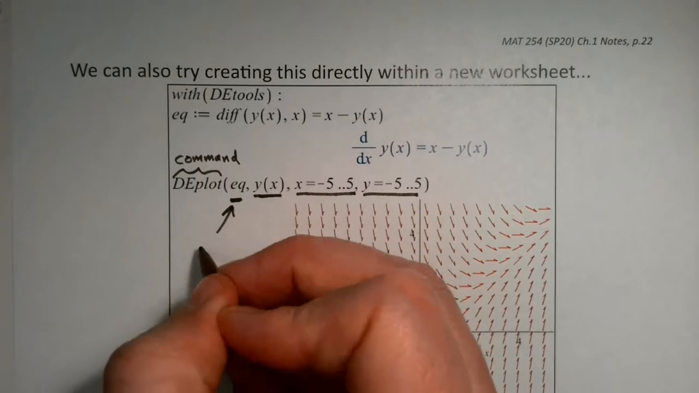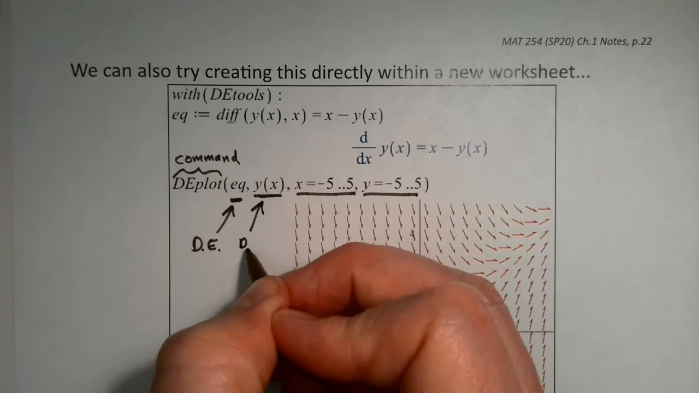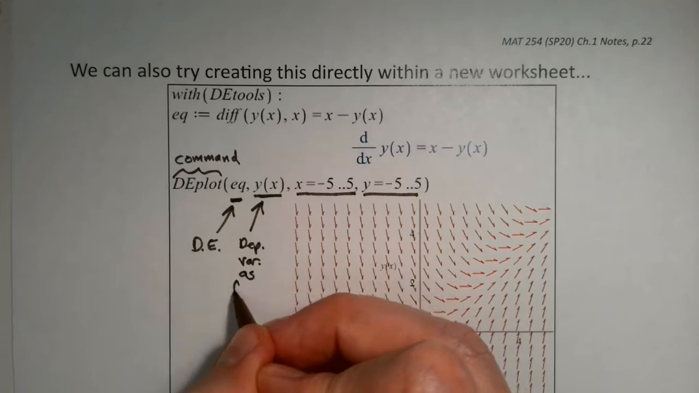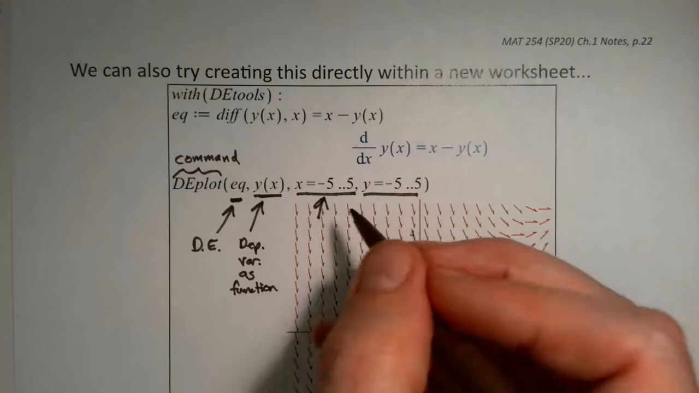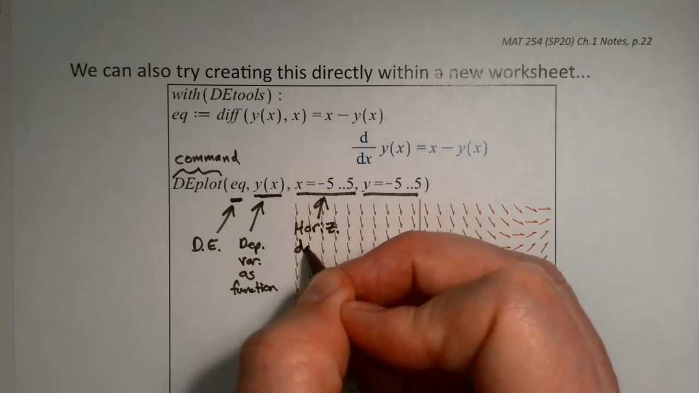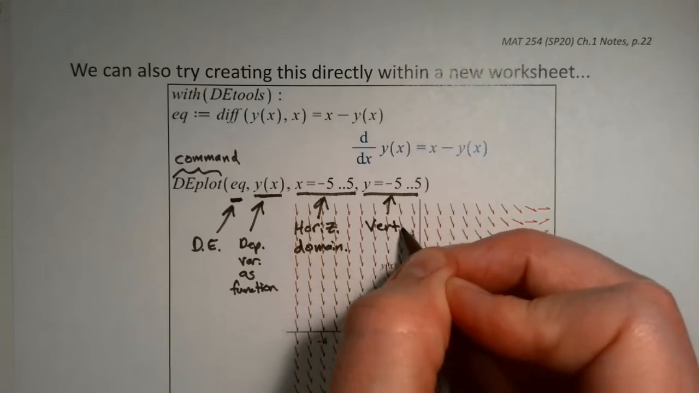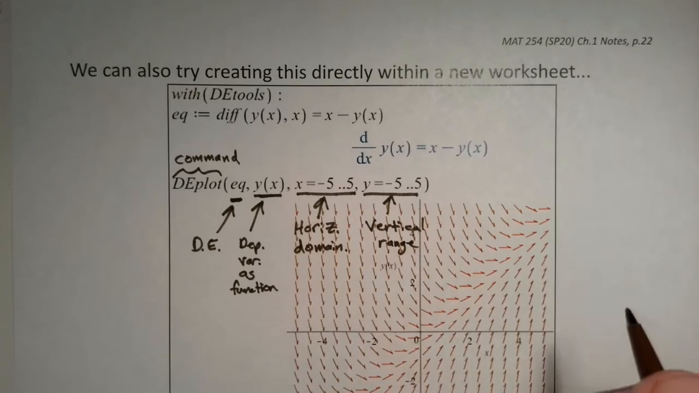The first one is, what's your equation? What's your DE? The second one is, what's your dependent variable? And of course, notice that's as a function. And then this guy right here, that represented our horizontal domain. And this is our range increment, so this is our vertical range. So what do we care about in the vertical direction? And those really are the four pieces that allow you to create a slope field.